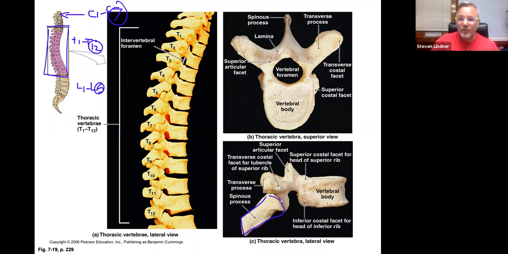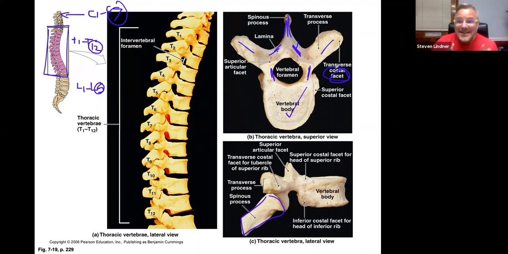There's still a vertebral body. There's still pedicles. There's still lamina. There's still a spinous process and transverse processes. There are going to be superior and inferior articulating processes, superior and inferior articulating facets. But one of the unique things that we are going to see on the transverse processes are costal facets.